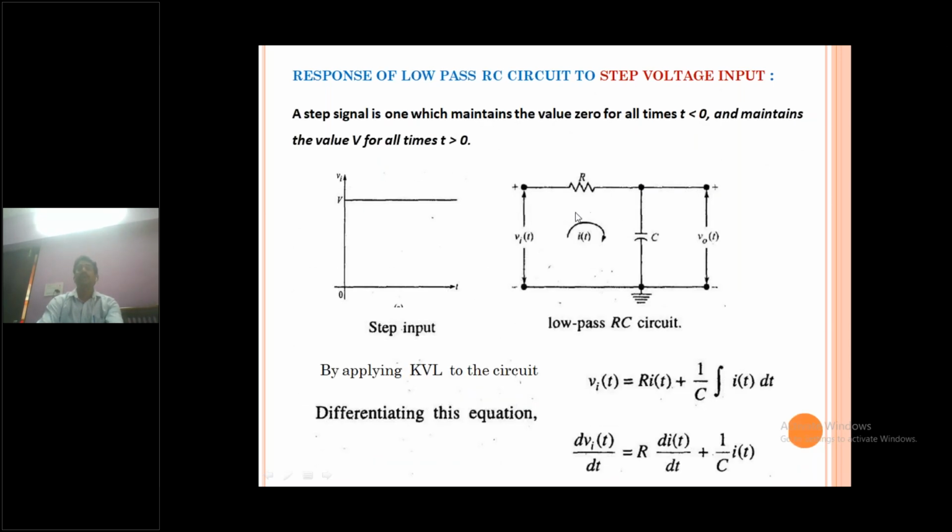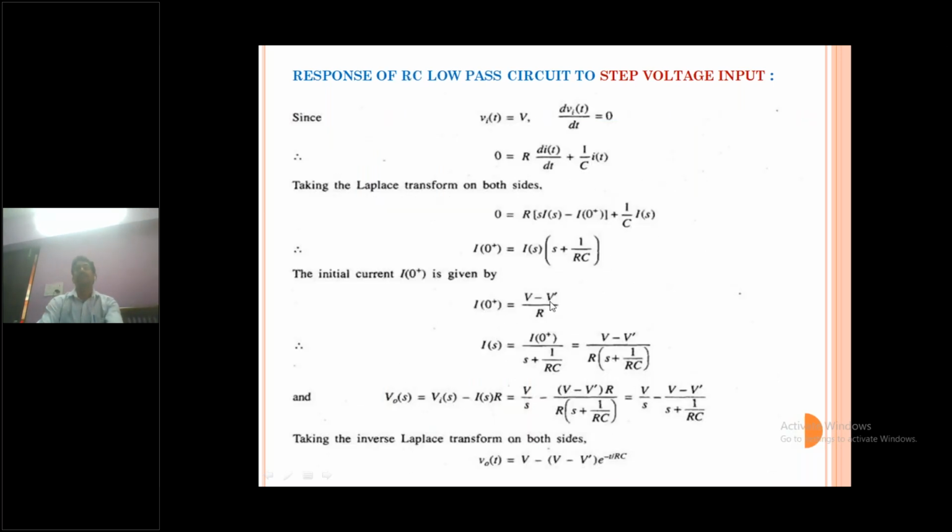Using the circuit observed here, the input voltage at t equal to 0+ is V volts. Similarly, initially we assume the capacitor voltage is V dash. So what is the current flowing across the resistor? It is (V minus V dash) by R. That is why I(0+) is written as (V minus V dash) by R.